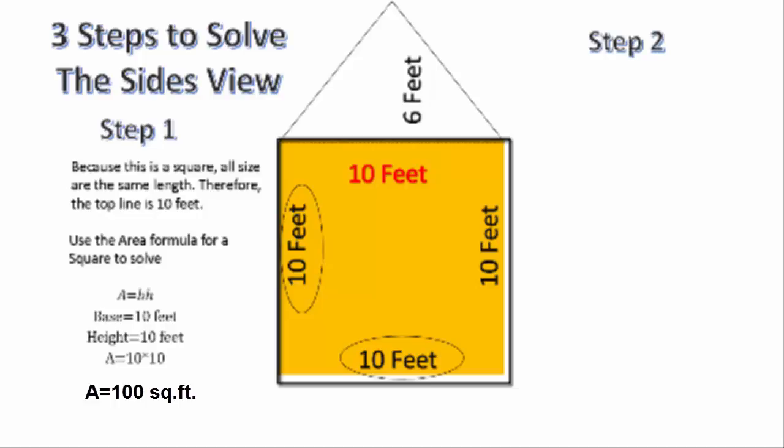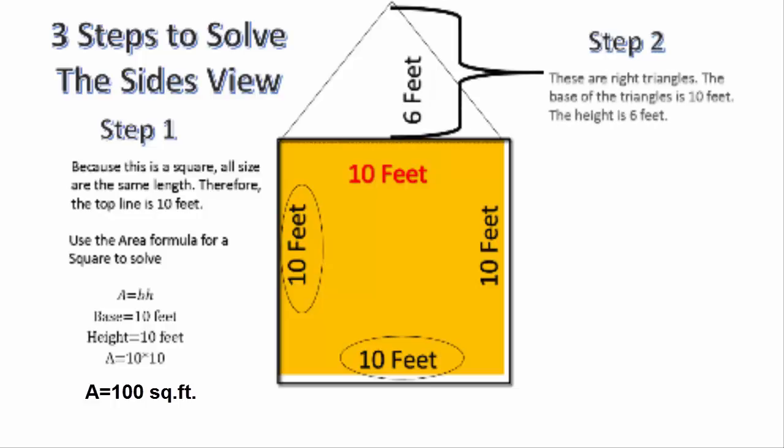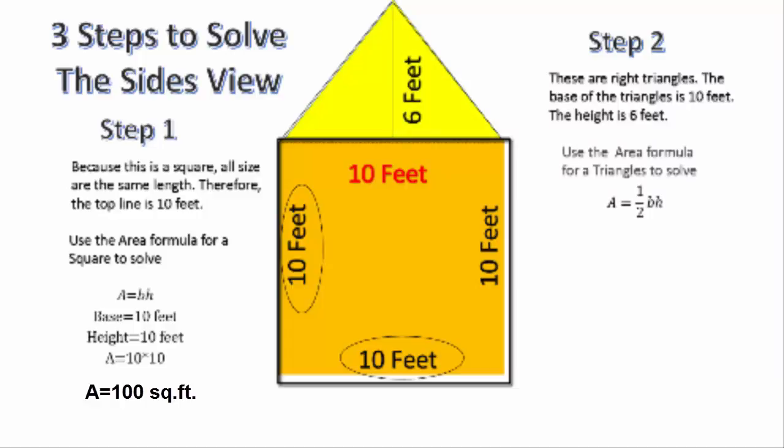Step 2. These are right triangles. The base of the triangle is 10 feet. The height is 6 feet. Use the area formula for a triangle to solve. A equals 1/2 base times height. A equals 1/2 times 10 times 6. A equals 1/2 times 60. A equals 30 square feet.